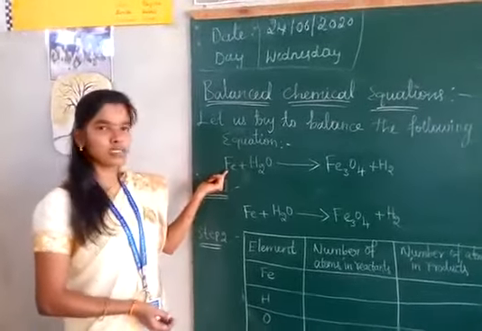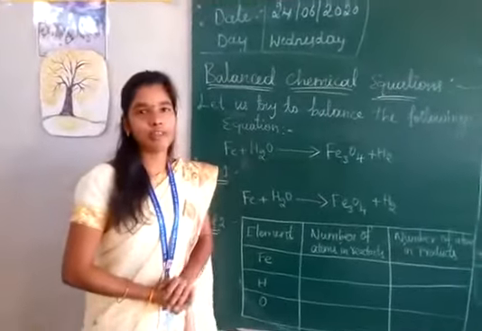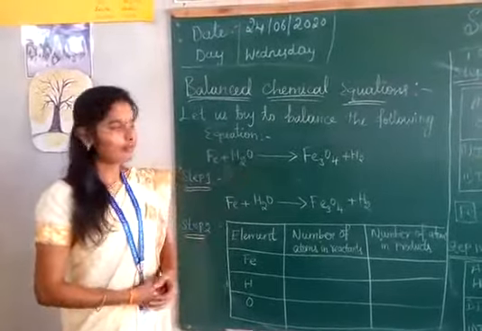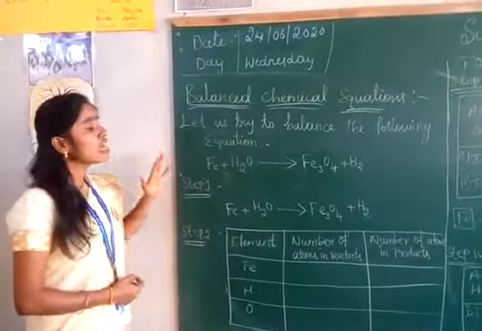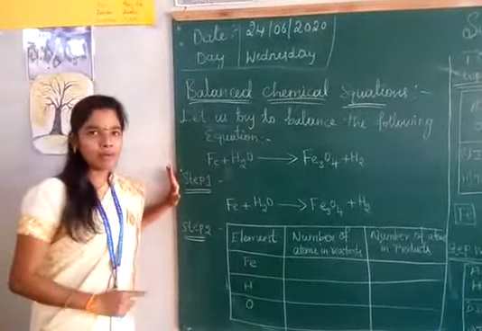Here, how many iron atoms are there? Only one. Here, 3. So this is a skeletal equation. We have to balance this equation. How do we balance it? Step by step, I'll teach you.